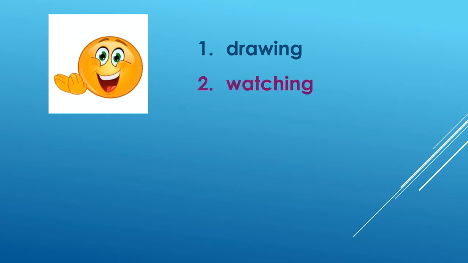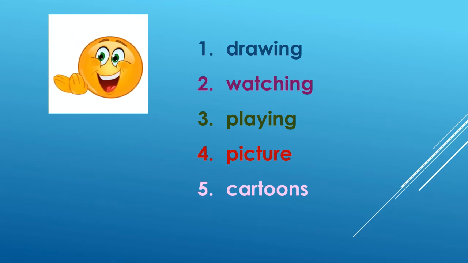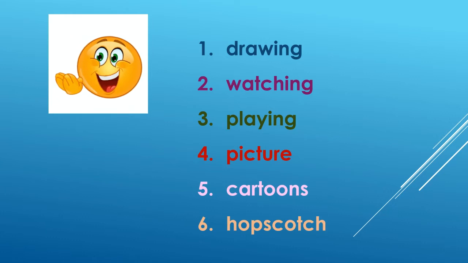What are the words that you learned from the game? Take out your new words book and write them down. Let's look at the first word. Drawing. Watching. Playing. Picture. He is drawing a picture. Cartoons. He is watching cartoons. Hopscotch. They are playing hopscotch.